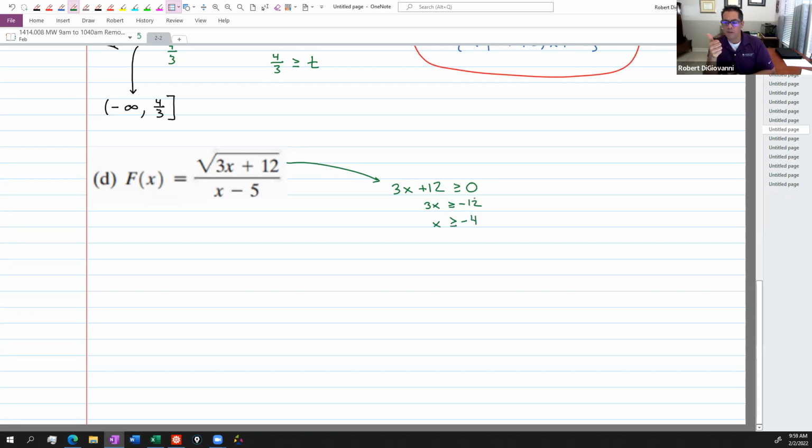No, I mean, I said 12, sorry. X is greater than or equal to negative 4. I wrote it and I said something different. Okay, so you got that, yes? Everyone good with that? So that's the first condition we have. X must be greater than or equal to negative 4.